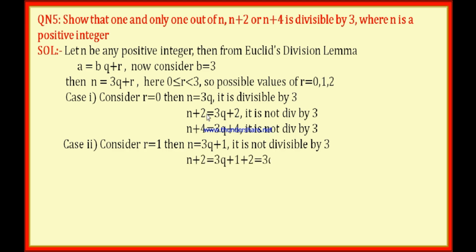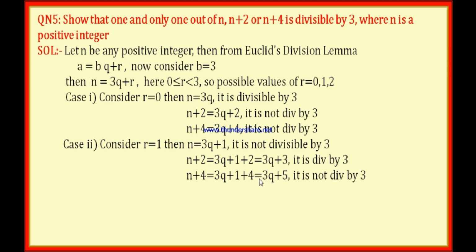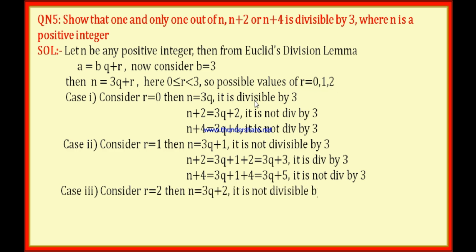And then n plus 2. n plus 2 means 3q plus 1, n value, plus 2. 3q plus 1 plus 2 is 3q plus 3. This is divisible by 3 and this is also divisible by 3. Therefore in total it is divisible by 3. And the third value is n plus 4. That is 3q plus 1 plus 4, that is 3q plus 5. Since it is plus 5, it is not divisible by 3. Again, when r is equal to 1, out of n plus 2 and n plus 4, only one value is divisible by 3.